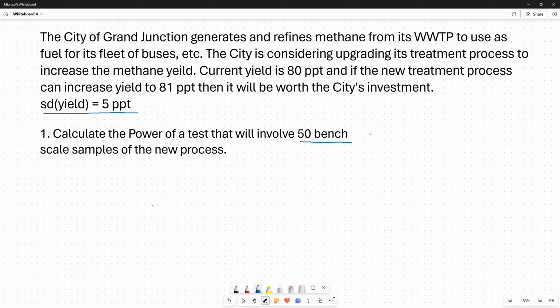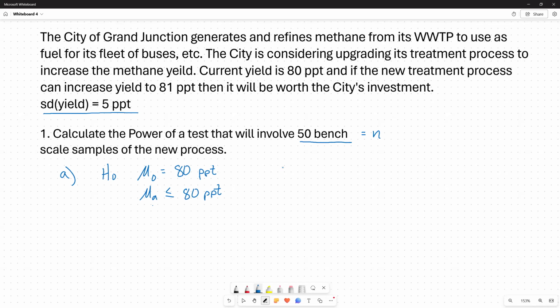So N is equal to 50. All right. So first we're going to look at what our null hypothesis is and what our alternative hypothesis is. So H naught, we've got mu naught is equal to 80 parts per thousand. And if you're doing a significance test, you would write it something like this: mu alpha is less than or equal to 80 parts per thousand. Okay, but for our power test, we're going to kind of ignore that part.